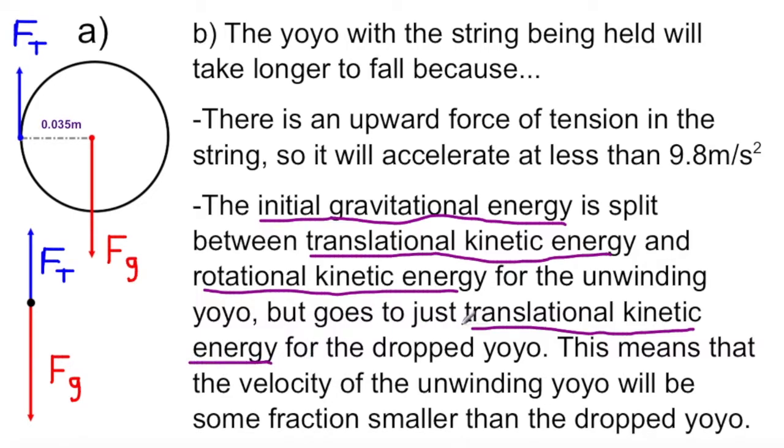Translational kinetic energy is the one that determines how fast you're moving in a straight line, 1/2 mv squared. So the yo-yo that's just being dropped without you holding the string is going to have more translational kinetic energy at any given point in time than the yo-yo that's unwinding. Therefore, the yo-yo that's just dropped without holding the string is moving faster at any point in time, and therefore it will have a lower time to fall. All right, so there's part B.